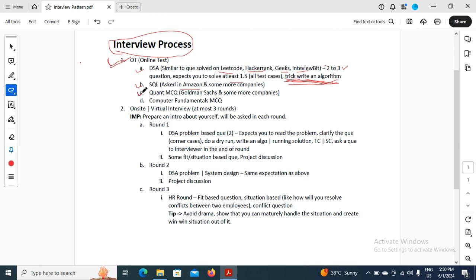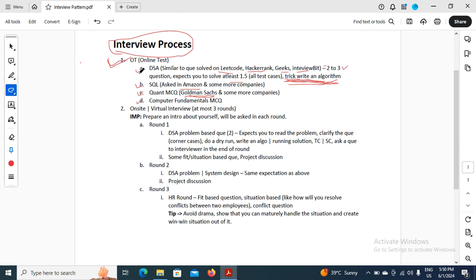So yeah, those questions might be there, like MCQs. Goldman Sachs asks this kind of questions to freshers. Then there might be questions from computer fundamentals, like MCQs from C++ or Python or JavaScript or Java or whatever it is. So yeah, this is how the online test looks.